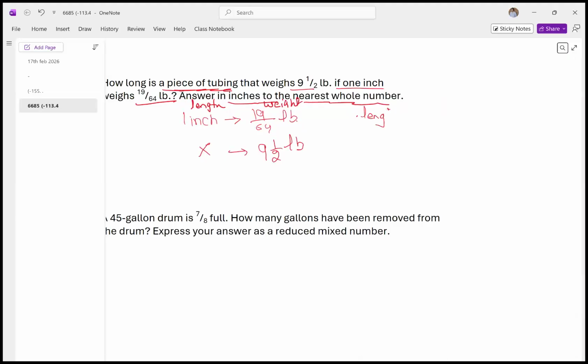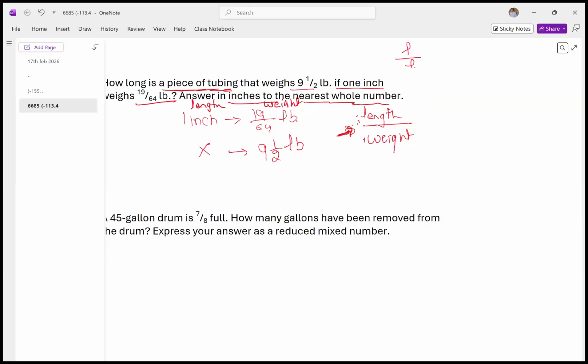So I will write length divided by weight. Now, one more time, this is not called a fraction. A fraction has to be between the same two units. Well, length over length can be a fraction, but length over weight can never be a fraction. So that's why I'm going to keep calling it a ratio.